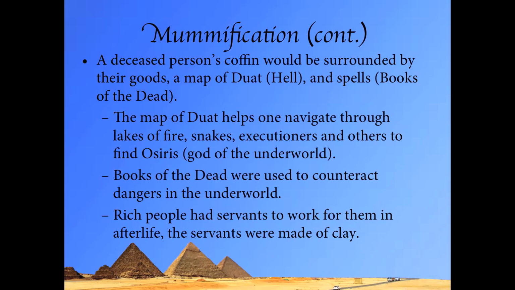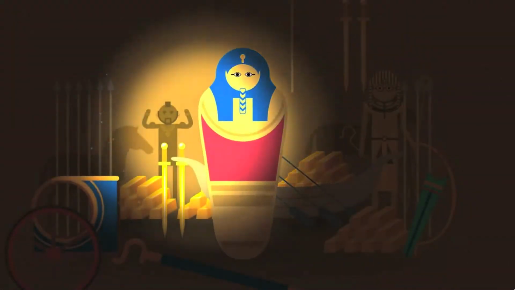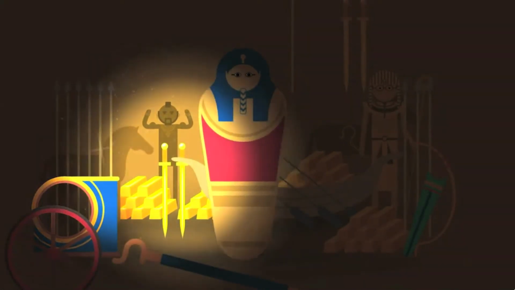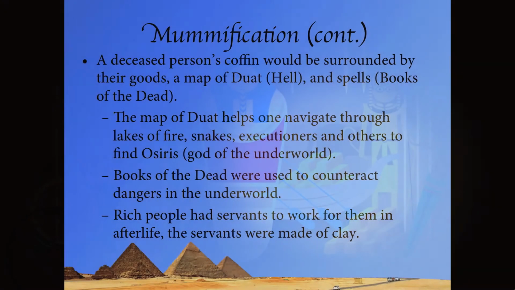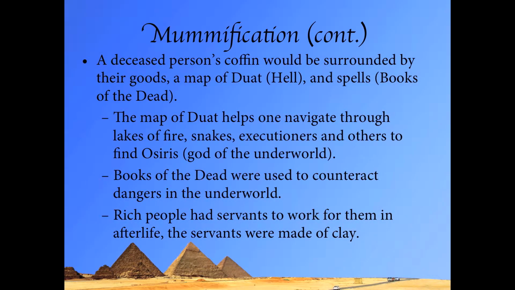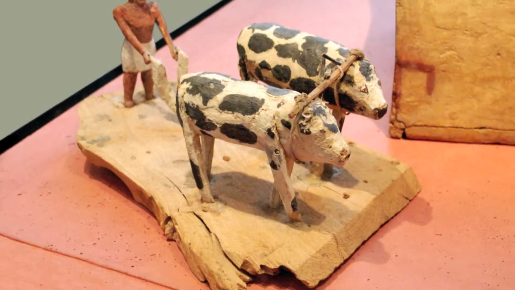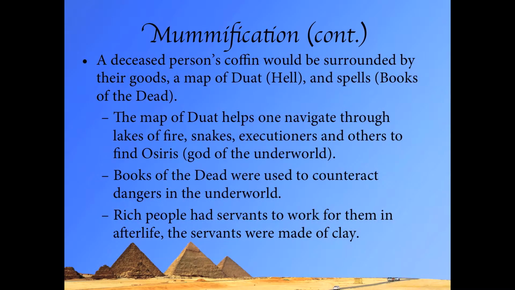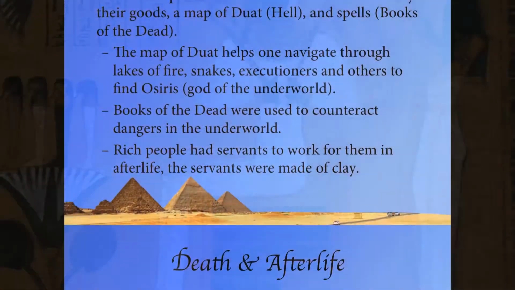Mummification continued. People were usually surrounded by their personal belongings, spellbooks, and a map of hell when they were mummified. The wealthy would usually be able to have model servants to help them live in the afterworld. These model servants were made of clay and were believed to incarnate when a person needed their help. Spellbooks were placed with the deceased and protected them from the dangers of the underworld. The map and spellbook, placed with the deceased as well, was to allow them to navigate through the many dangers of hell, as they searched for Osiris, the god of the underworld.